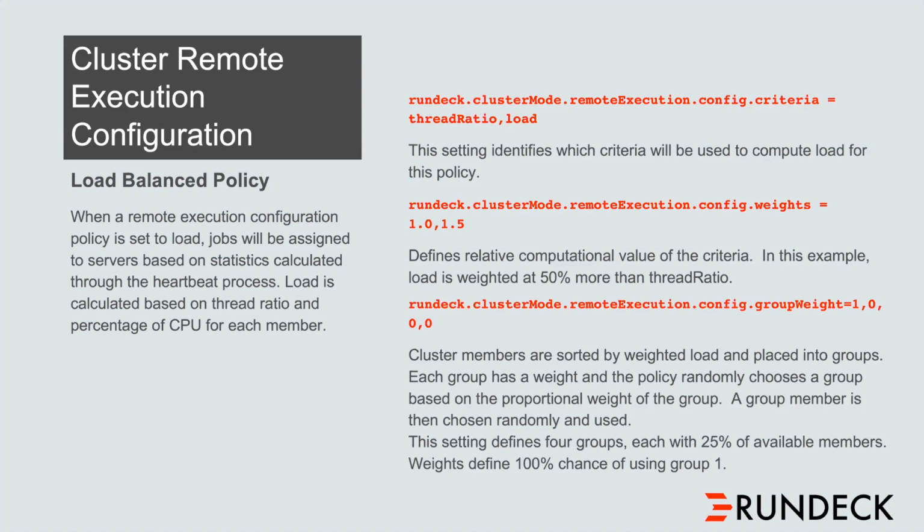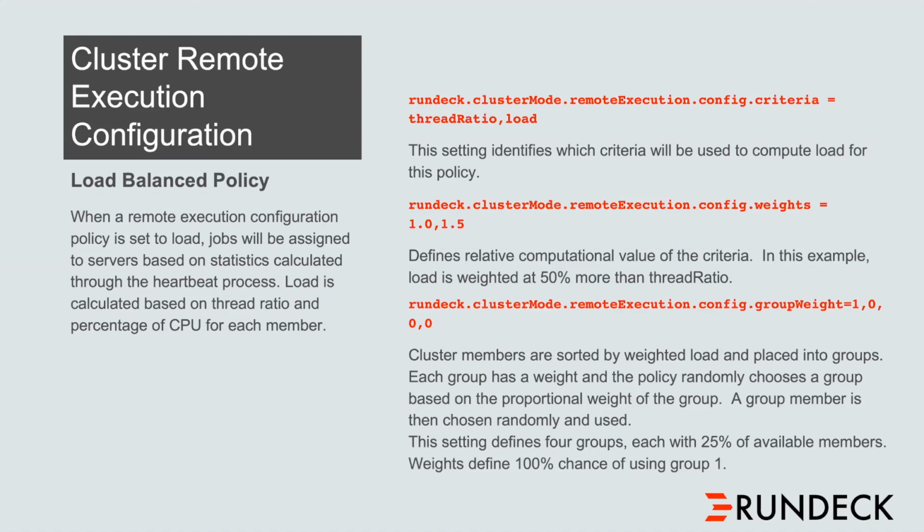If you're using both criteria, the second option here specifies what weight you want to associate with each of the criteria. So in this case, we want the percentage of CPU, which is the second option, to be more heavily weighted than thread ratio. So we've said a value of 1 for thread ratio and 1.5 for load, and so that's going to change how we weight things.